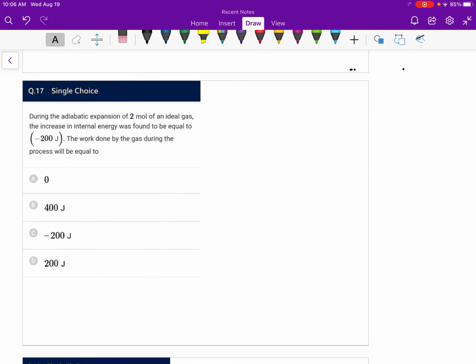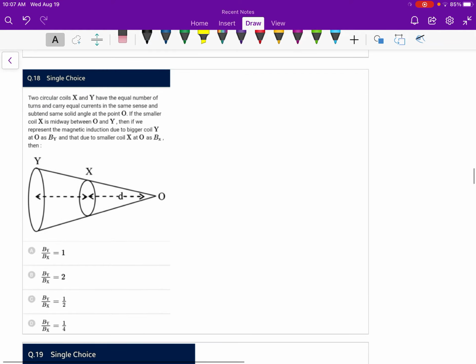During the adiabatic expansion of 2 moles of an ideal gas, the change in internal energy was found. So delta U is minus 200 joule and Q is 0, since the process is adiabatic. So work done by the gas is minus delta U, which is plus 200 joule. So D is the correct option.